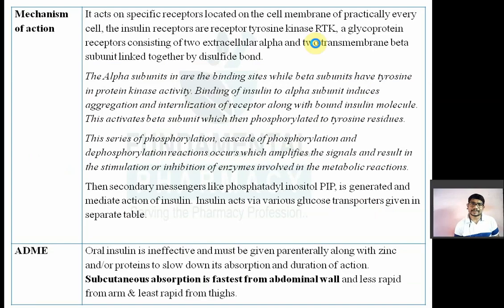It acts on a specific receptor located on the cell membrane. Practically every cell has an insulin receptor, and these receptors are nothing but the tyrosine kinase receptor. Insulin receptors are nothing but the tyrosine kinase linked receptor. It is a glycoprotein receptor consisting of two extracellular alpha and two transmembrane beta subunits joined together by disulfide bonds. We have seen this in the previous image.